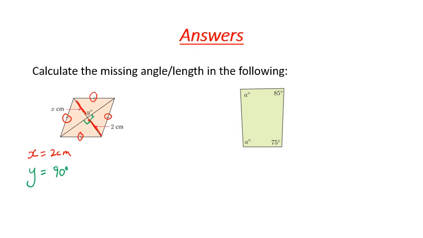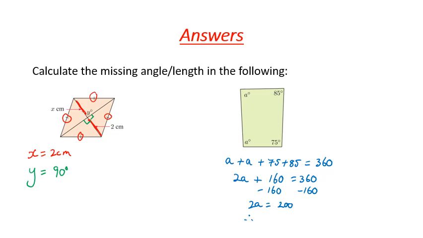In our second example, we know that the internal angles of a four-sided shape or a quadrilateral equal 360. So we have A plus A plus 75 plus 85 must equal 360. I'm going to collect these like terms. 2A plus 75 and 85 makes 160 equals 360. Take 160 from both sides. 2A equals 200. Therefore, A must equal 100 degrees.